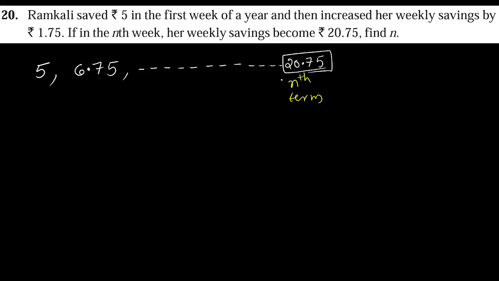Nth term is 20.75. What is the first term? First term is this. This is the first term denoted by A. Common difference is 1.75. So first term is 5, common difference is 1.75 and nth term is 20.75. I want n. All of it clear?